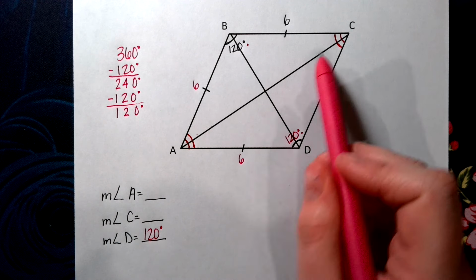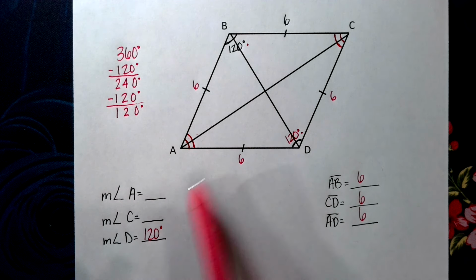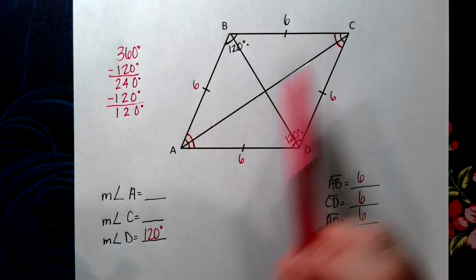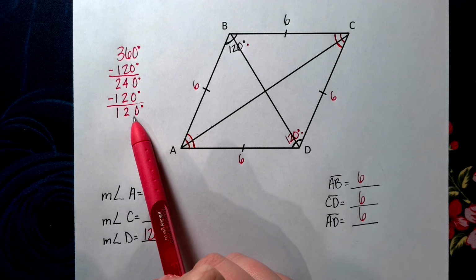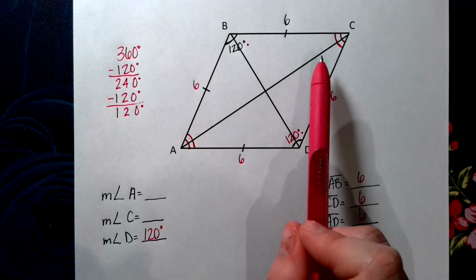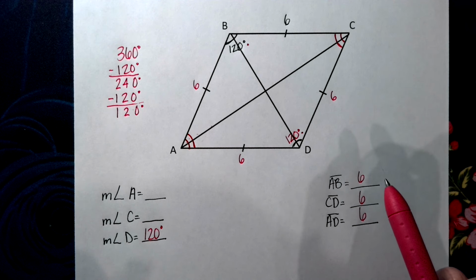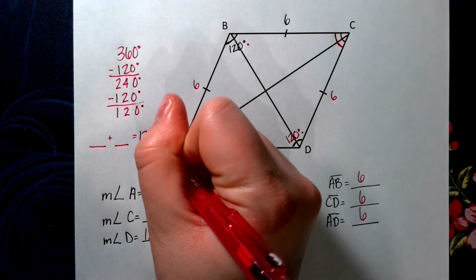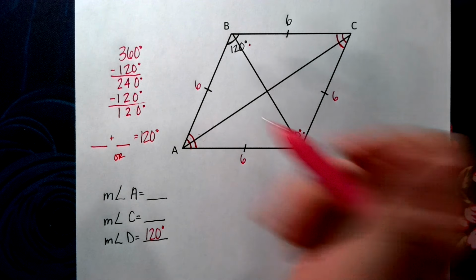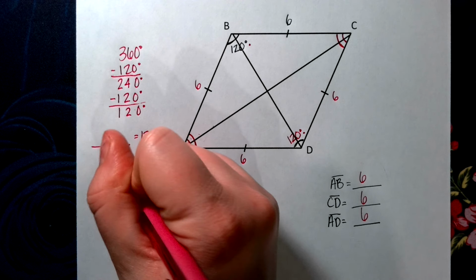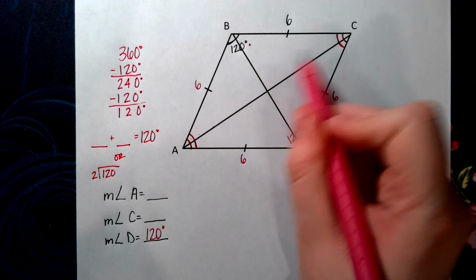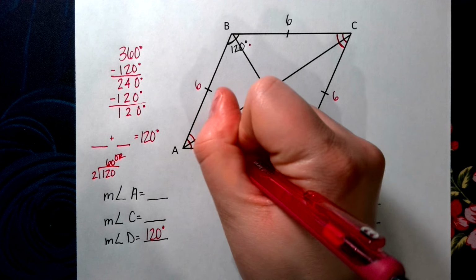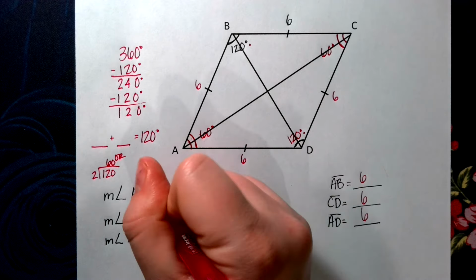So if I know that together they need to be 120 degrees, what would I do to figure out how much each one of them is? Again, if I add them together, I have to equal 120 because that's all I've got left. If they're the same number, what would I do? I can think what number plus itself is 120 degrees, or I can divide that 120 degrees divided by 2 because I'm trying to divide those angles amongst those 2. And I get that A and C are both 60 degrees.